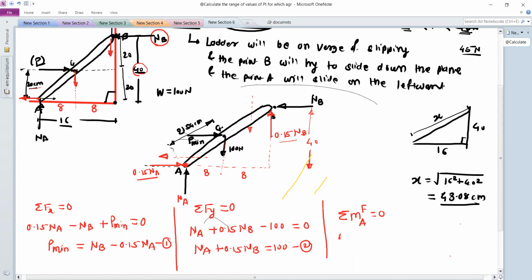So your equation is, we have to take the moment about the point A. So this is your moment point, point A. So NB into distance 40. This moment is anti-clockwise. Next is this 0.15 NB, friction force. It is acting in the upward direction and its perpendicular distance is 8 plus 8, 16. So 0.15 NB into 16, and this moment is also anti-clockwise about the point A, so it is positive.